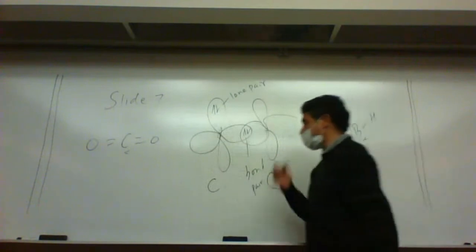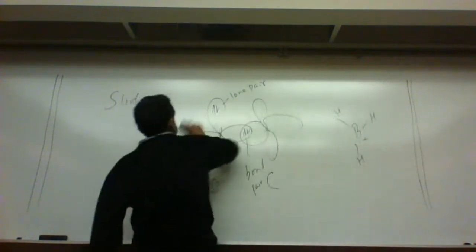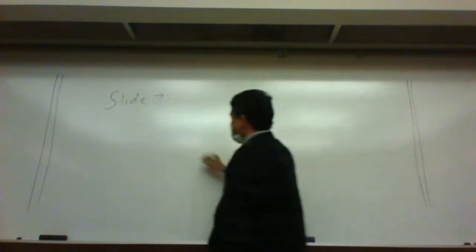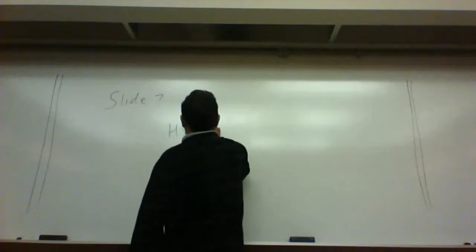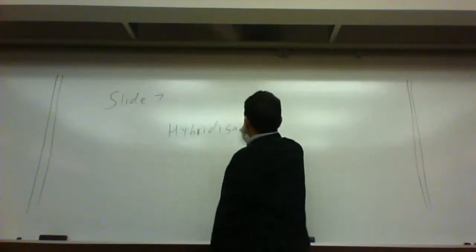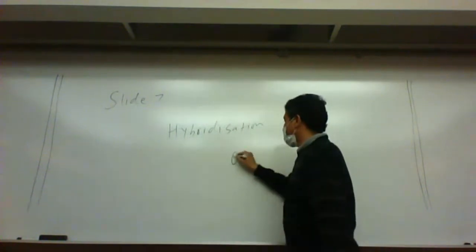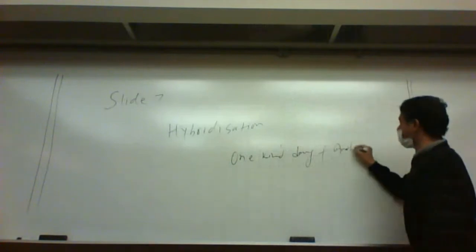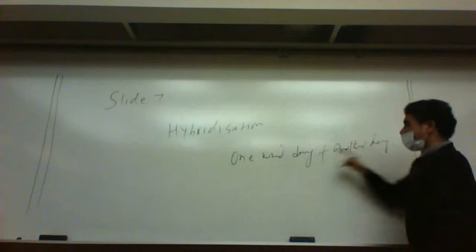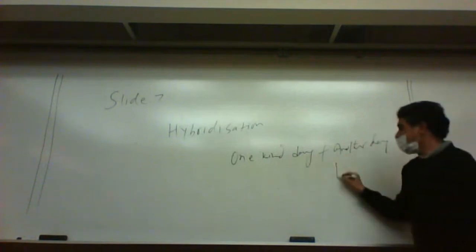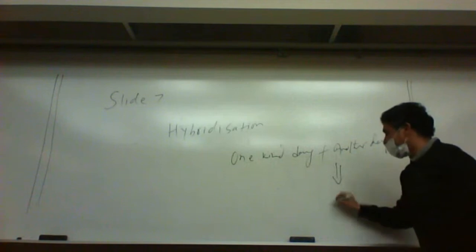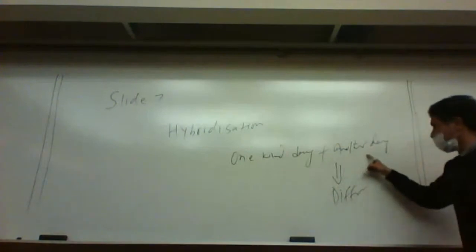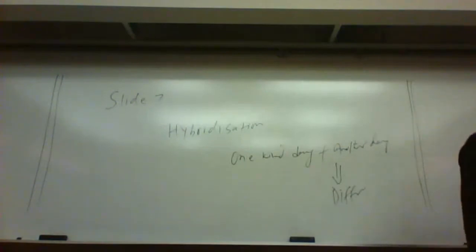And hybridization. What is hybridization? This is one important concept. Hybridization is just like how we hybridize animals. Let's say this is one kind of dog, and another is another kind of dog. We cross these two dogs together, and we get a different type of dog. It's neither this dog nor that dog. So this is a different kind of dog. This is called hybridization.